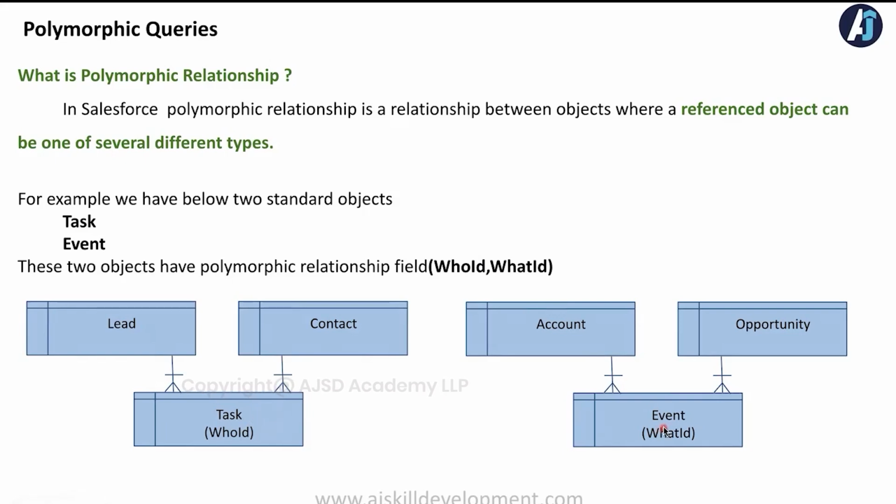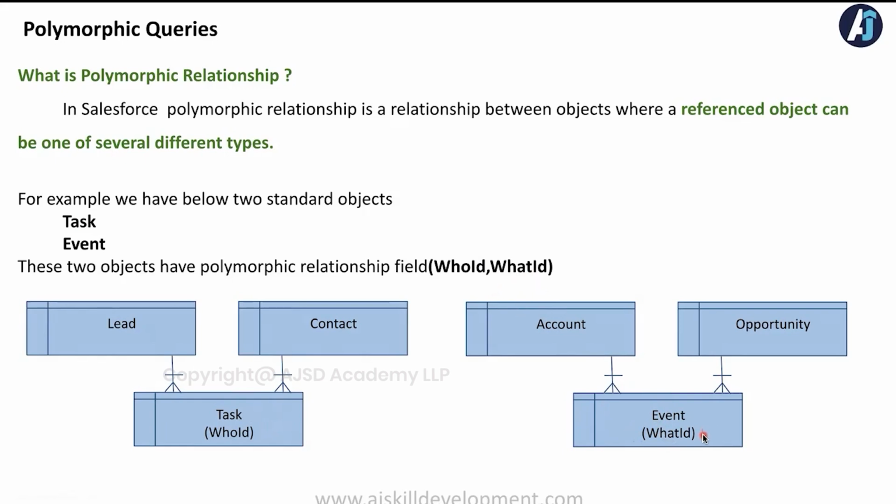Similarly, look at the event. The event object is generally used when we are going to create an appointment with a customer. We want to meet someone, so we want to schedule a meeting. In those scenarios, we use calendars. When we use calendars, we create a record in the event object in Salesforce. In the event object also, we have WhoId and WhatId.